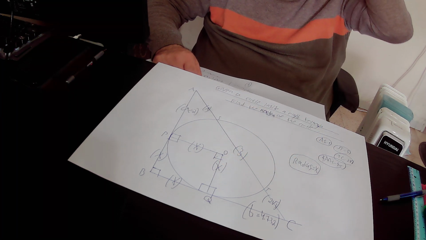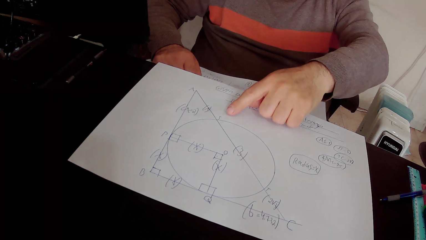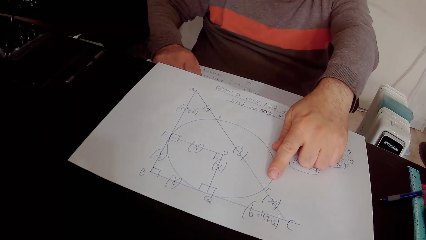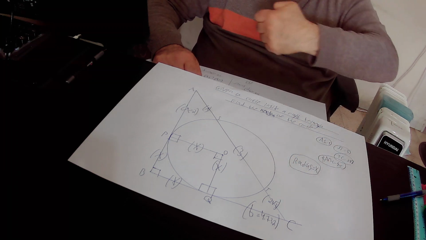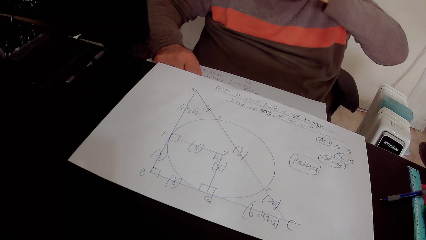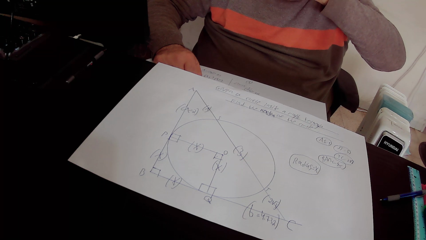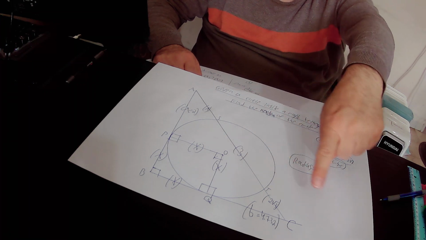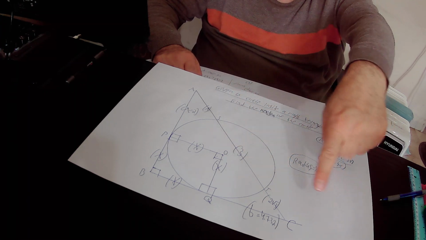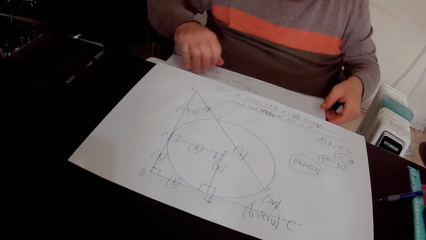And we also have the chord ST that is extended until point C. So all the requirements of rule 10 are satisfied, and therefore we can implement rule 10 here. According to rule 10, CQ squared will be equal to CT times CS.